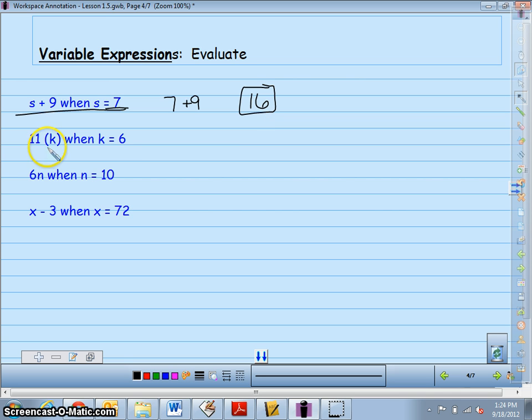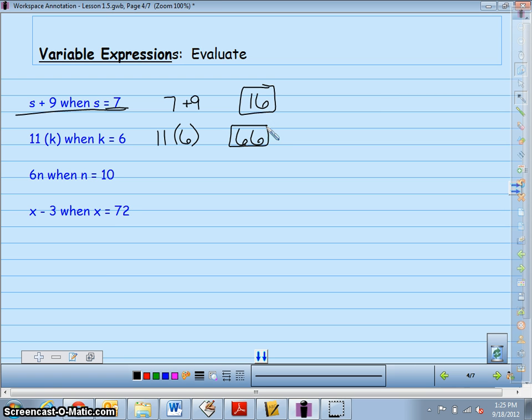What does it mean again when we have a number right next to a parentheses? That's right, we need to multiply. So again, I'm going to substitute this 6 in for k. So I have 11 basically times 6. When I evaluate it, or simplify it, 11 times 6 is 66. So my answer is 66.